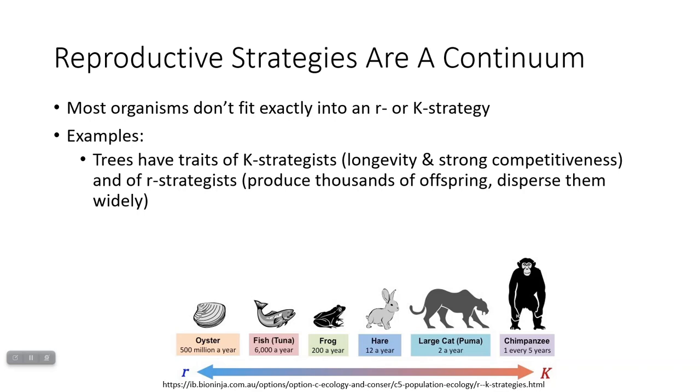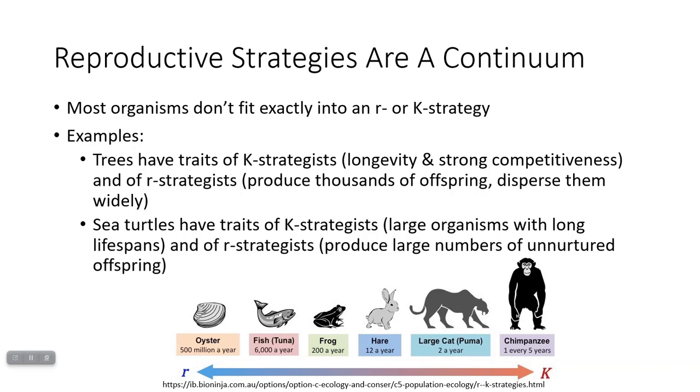So, for example, trees have a lot of traits that K strategists have. Trees tend to live for a very long time. Some of them can live for hundreds of years, and I think there's an example or two of a species of tree that can live to over 1,000 years. They live in competitive environments, but they also have some characteristics of r strategists. So they will produce thousands of offspring, and those will be dispersed widely, and they don't care for those offspring. Not really beyond the seed point.